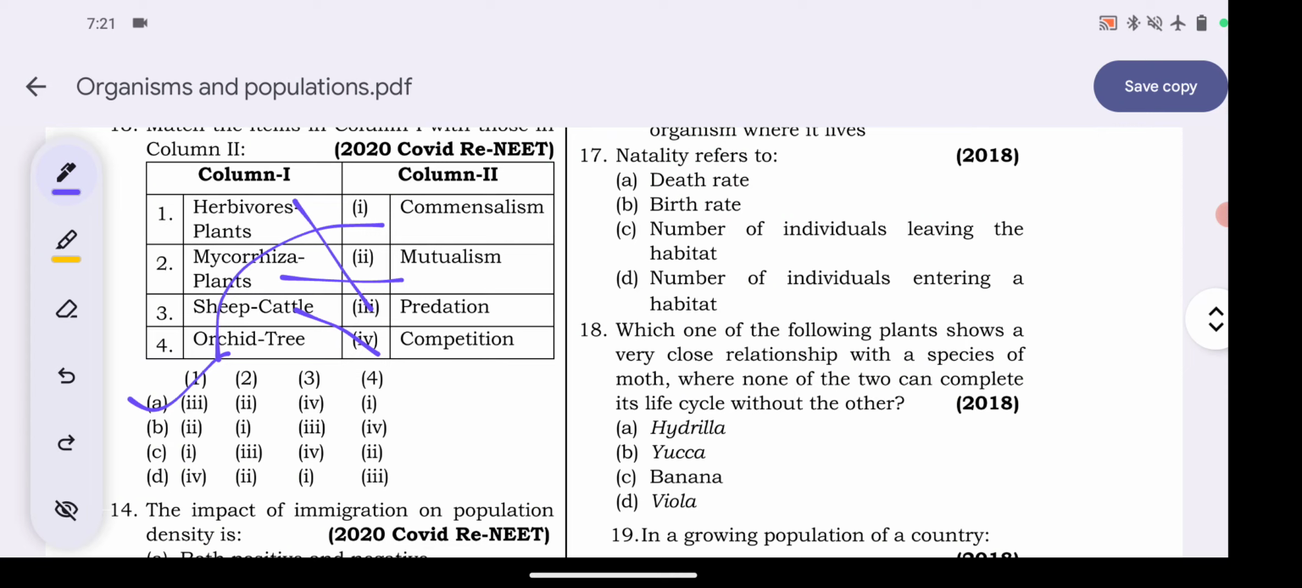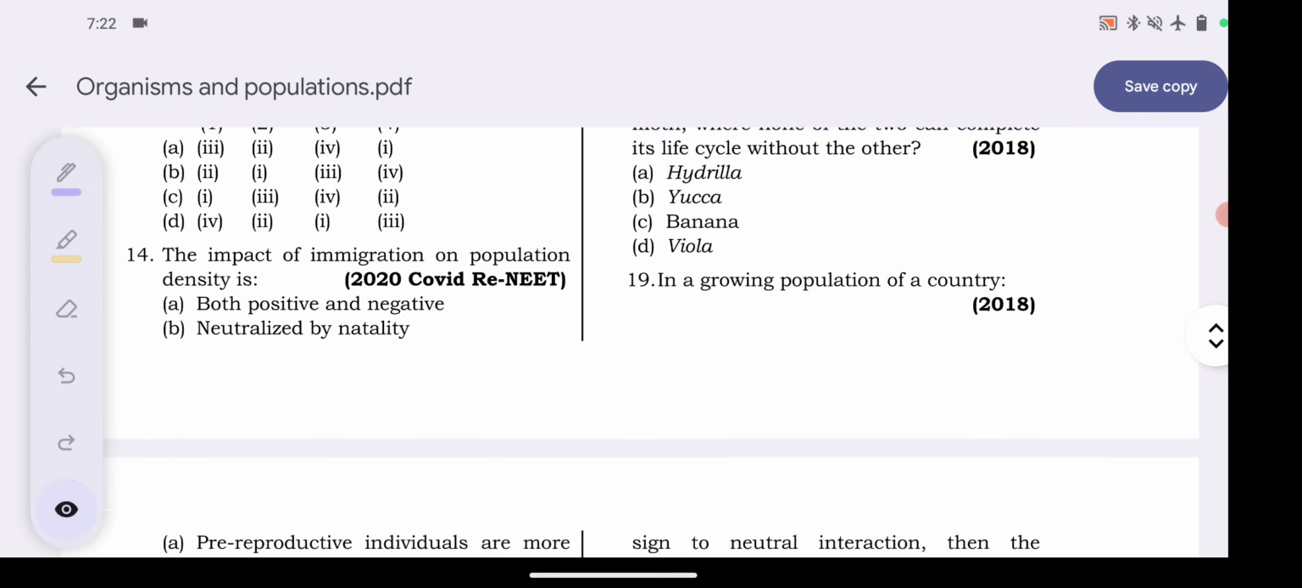Explanation: herbivores are animals that eat plants and are classified as such. Predation can be seen in several situations. Mycorrhiza are fungi that form connections with the roots of higher plants. They demonstrate mutualism, and because the sheep and the cattle are competing for food, this is an example of competition interaction, and commensalism is demonstrated by an orchid growing as an epiphyte on a mango branch. So option A is your answer.